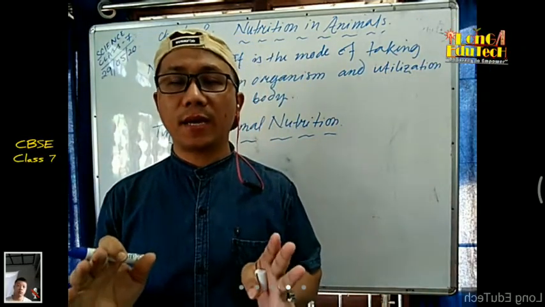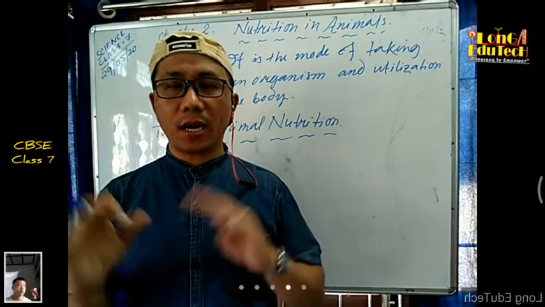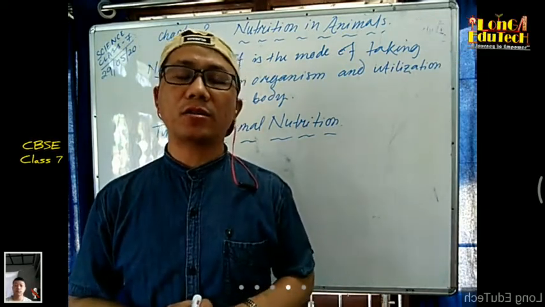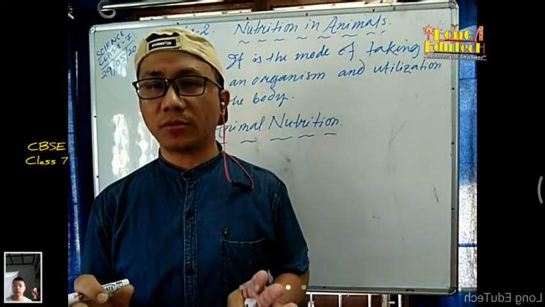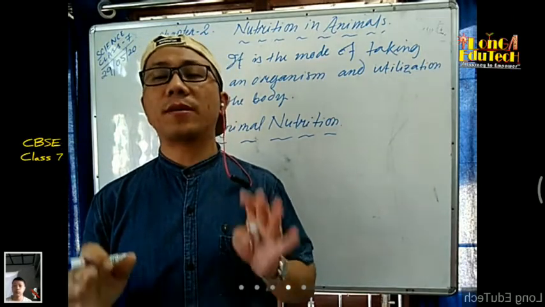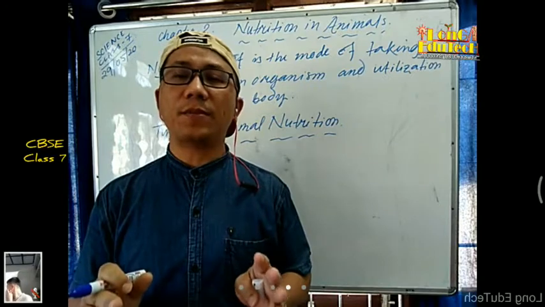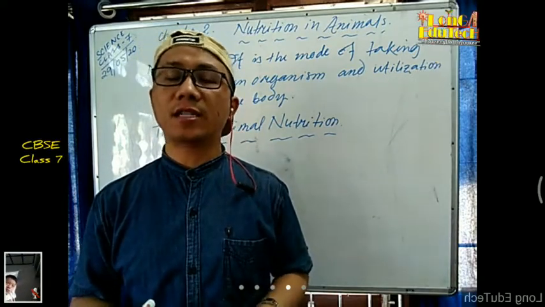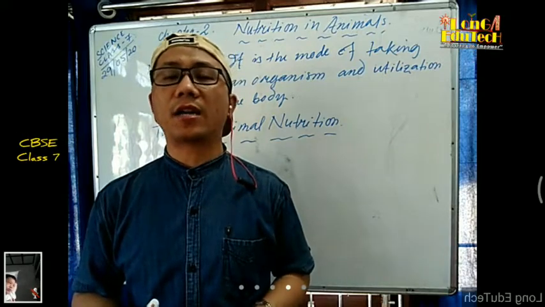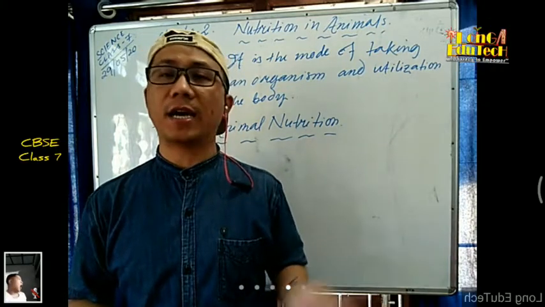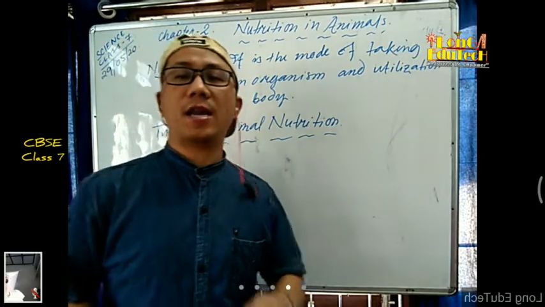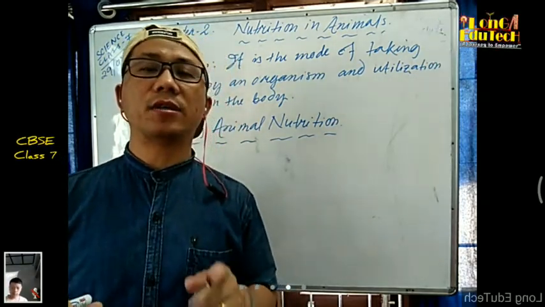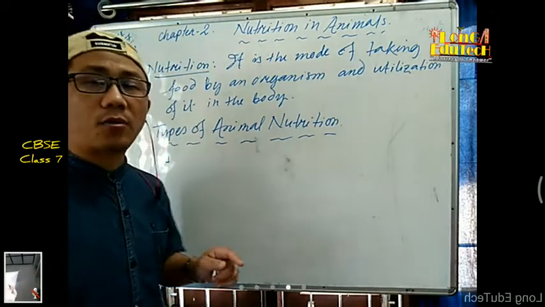One more thing you already know: what type of nutrition do all these animals have? They have heterotrophic nutrition, the heterotrophic mode of nutrition. That is, the food prepared by other organisms, like plants, is consumed by these animals. Here we are going to divide heterotrophic nutrition in animals into three types.